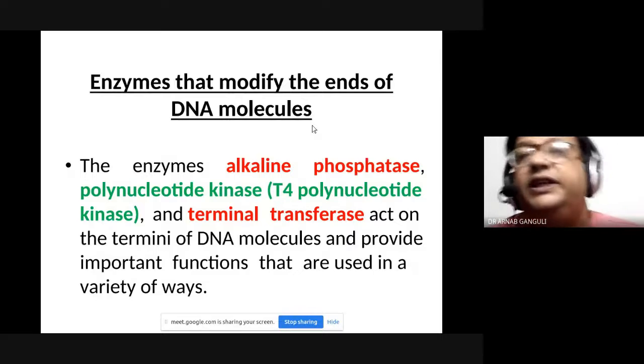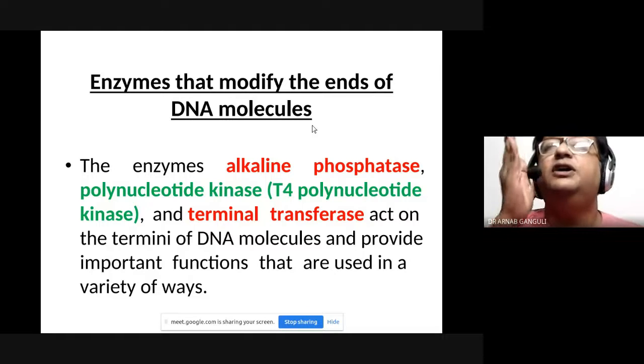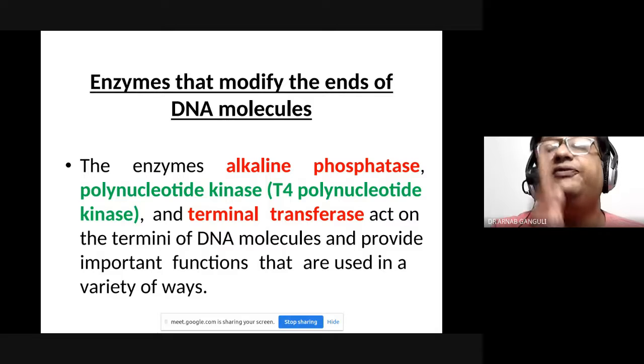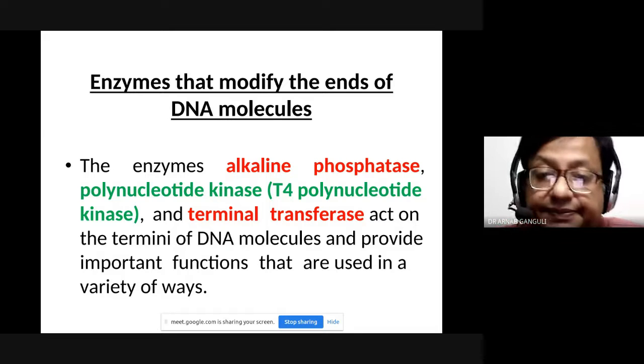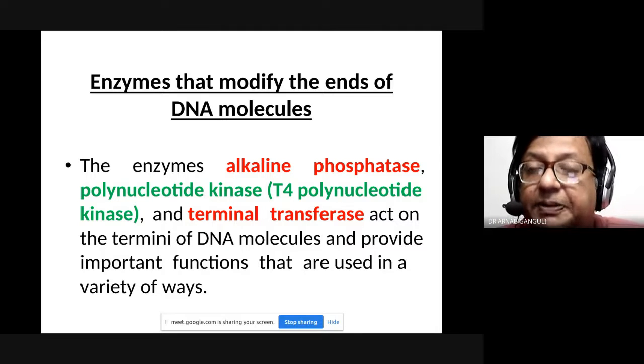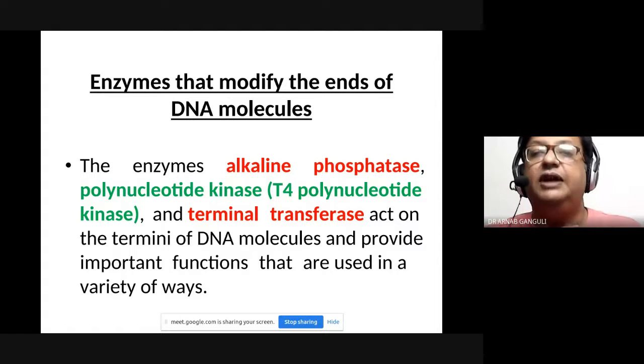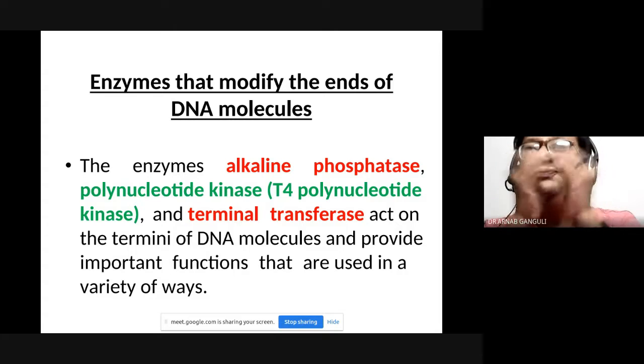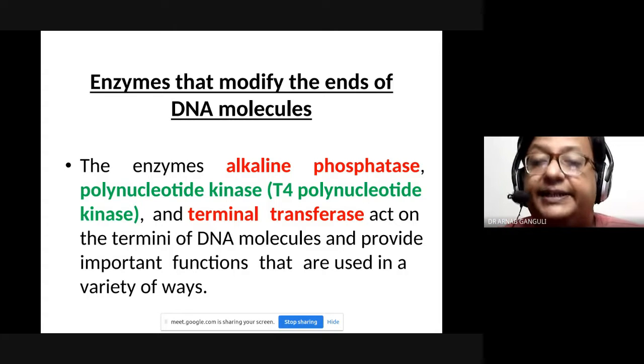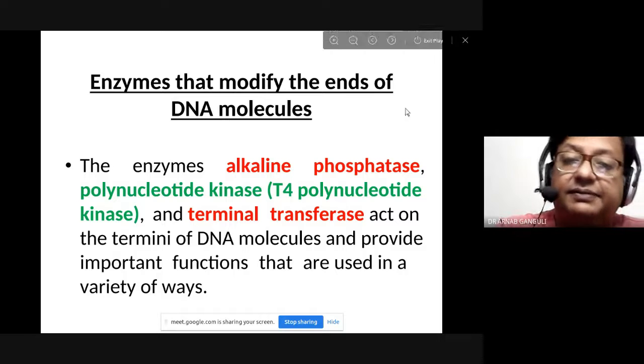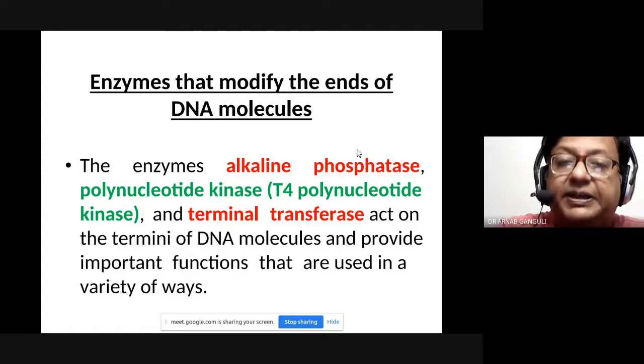Alkaline phosphatase removes the phosphate on the 5' end. So if the 5' triphosphate is there, it removes that phosphate. So one single phosphate is removed. The result is an OH group. And once the phosphate is removed, it will not ligate. We will talk about this ligation a bit later.